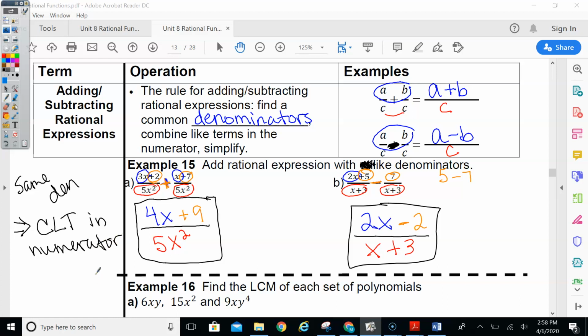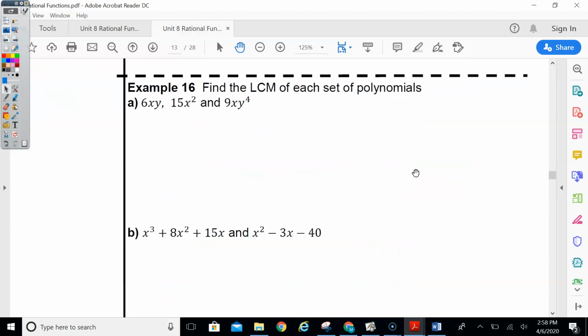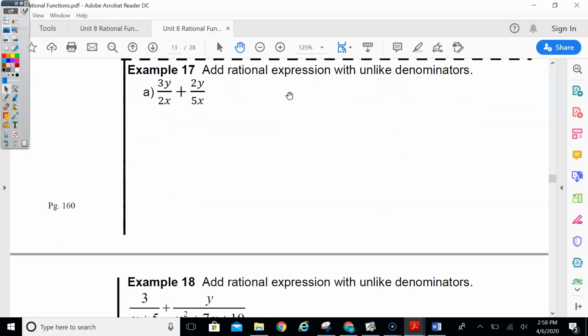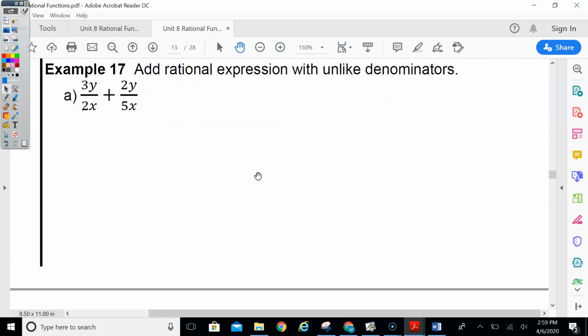Right, but what if they're not the same? So I'm actually going to skip 16 because we're not going to find least common multiples. We're just going to add and subtract fractions. So like right here, for example, number 17, they are not the same denominator. We have 2x and a 5x. So the 2 and the 5 are not the same number. They both have an x, so that's good, but they don't have the number the same. So then we ask ourselves, what's the least common multiple between 2 and 5?